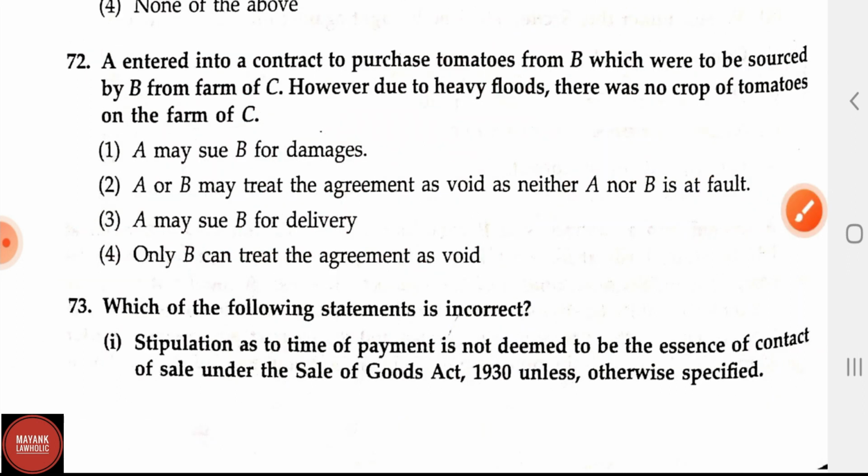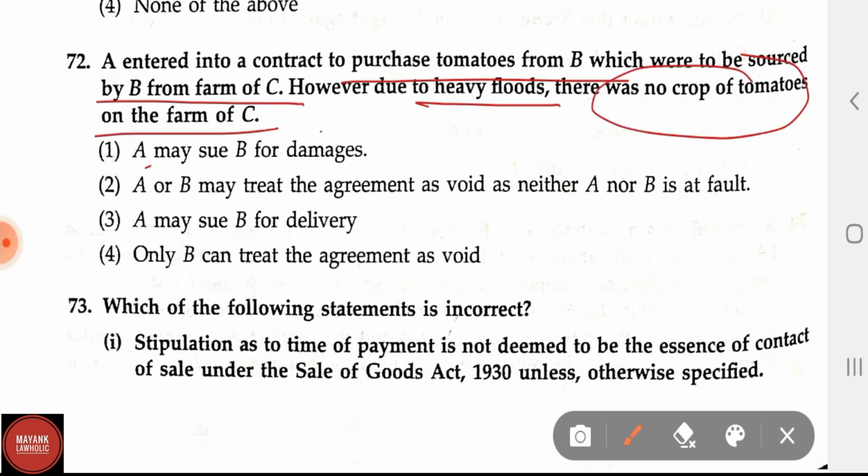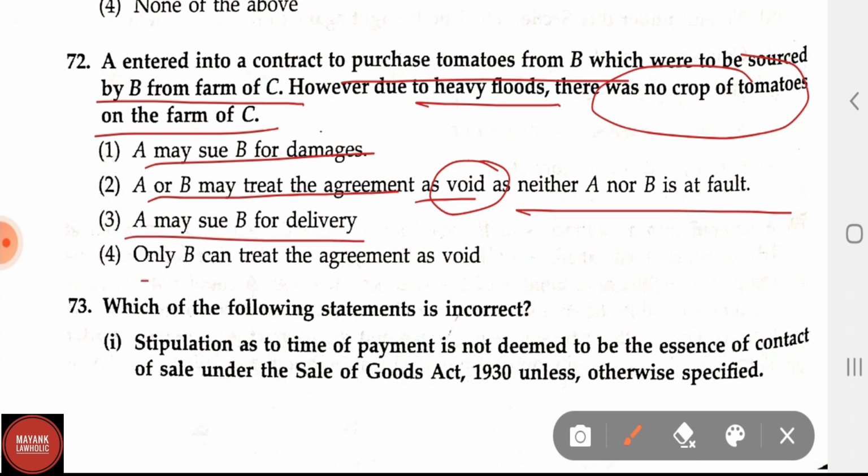Now let us see question number 72. A entered into a contract to purchase tomatoes from B, which were to be sourced by B from a farm of C. However, due to heavy floods, there was no crop of tomatoes on the farm of C. Here, the options are: A may sue B for damages; A or B may treat the agreement as void; neither A nor B is at fault; A may sue B for delivery; only B can treat the agreement as void.